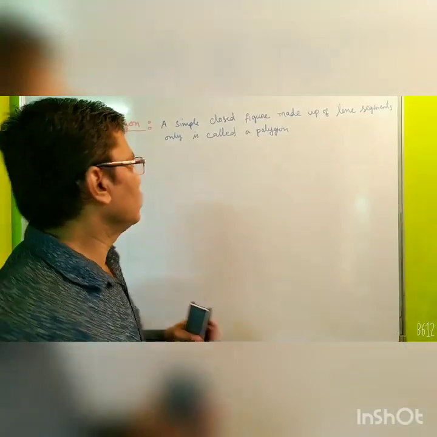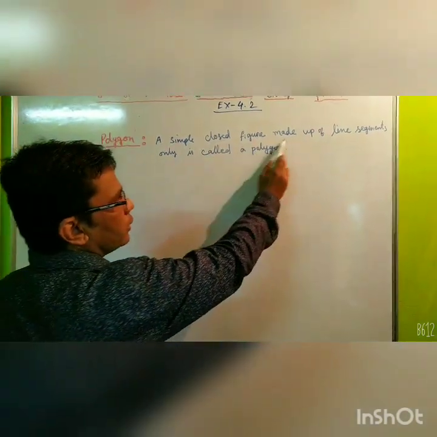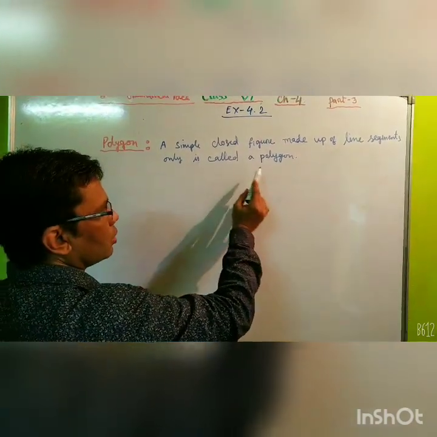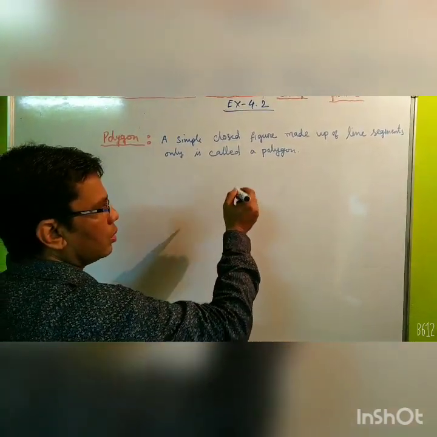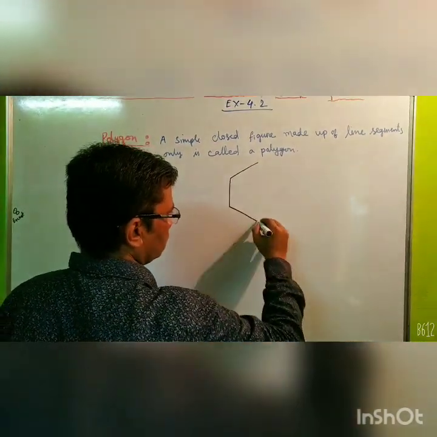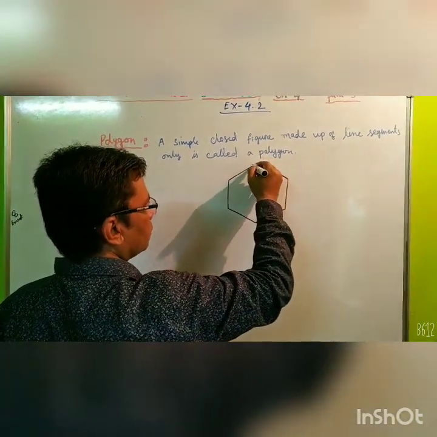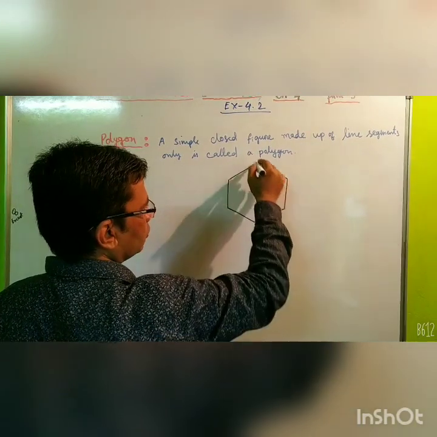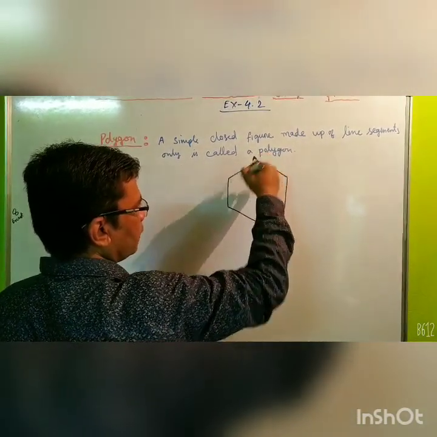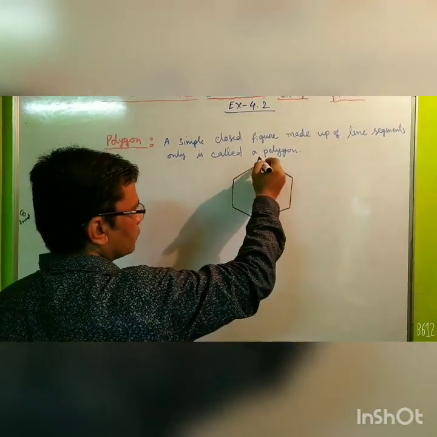Now we will discuss polygon. What is a polygon? A simple closed figure made up of line segments only is called a polygon. This is a closed figure made up of line segments only, so this is a polygon. Starting from A, beginning point A and end point A, so this is a closed figure first of all.